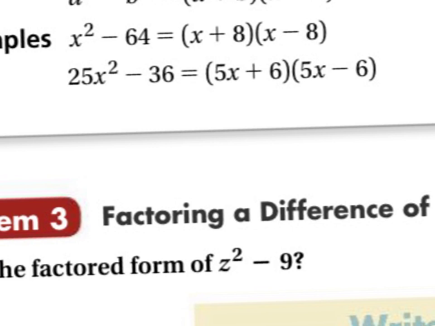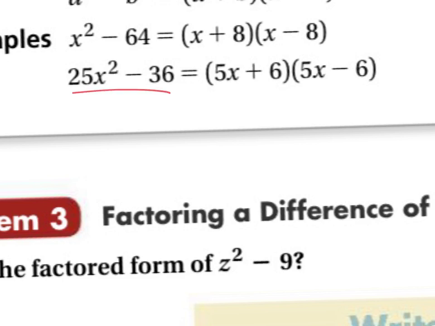25x squared minus 36. And we're going to factor that. The deal is if you only have two terms, in order for it to factor into two binomials, the binomials have to be identical except for the signs. One has to be positive and one has to be negative. Okay? It'll always end up like this.